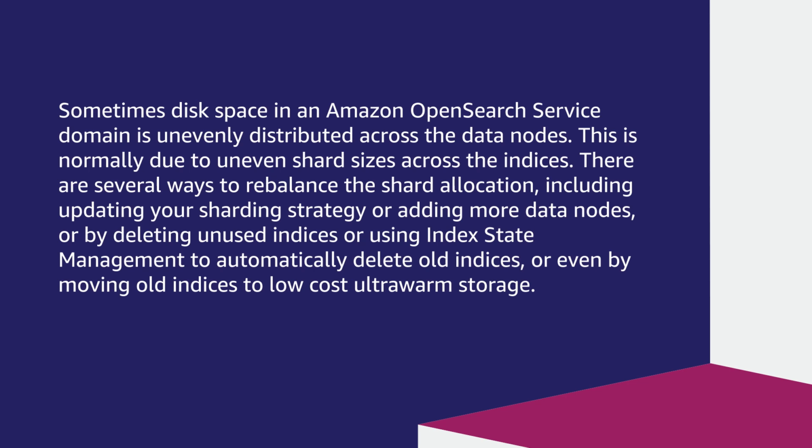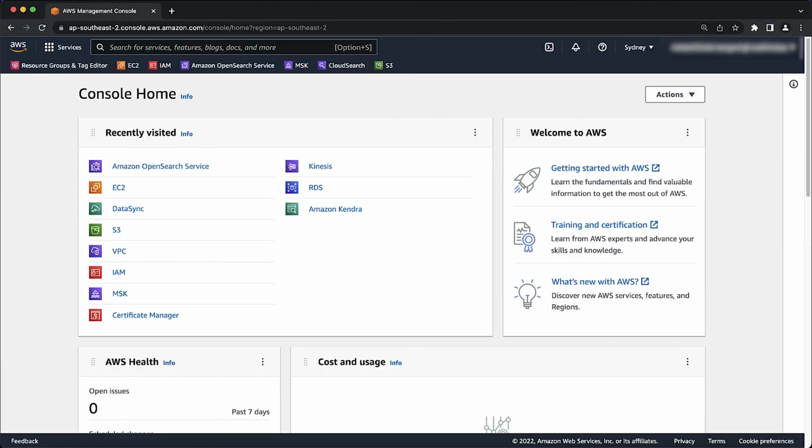There are several ways to rebalance the shard allocation, including updating your sharding strategy, adding more data nodes, deleting unused indices, using index state management to automatically delete old indices, or even moving old indices to low-cost ultra-warm storage. Let's take a look at how to implement updating your sharding strategies.